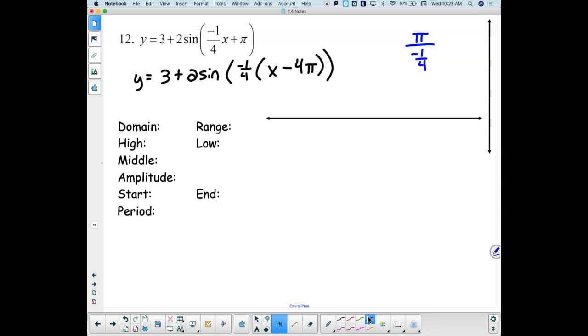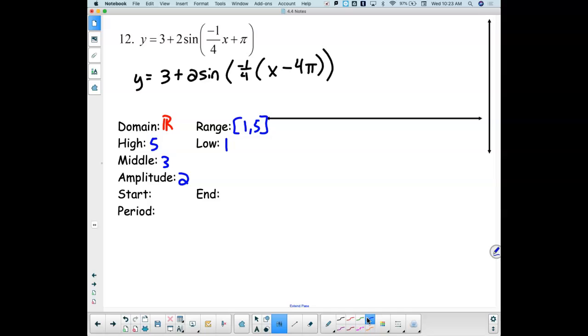Okay. With me so far? Yeah. Now let's answer our 9. Domain: all real numbers. Amplitude: 2. Middle: 3. High: 5. Low: 1. Range: 1 to 5. Yep. Okay.